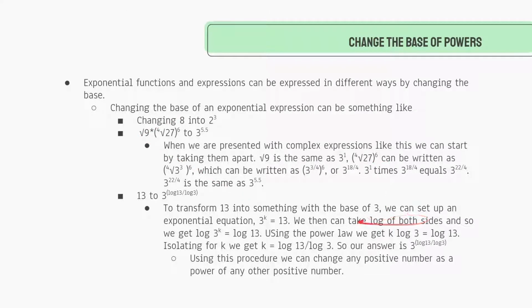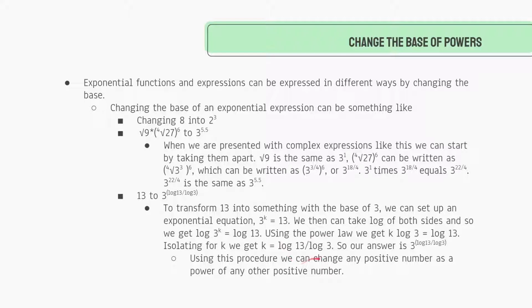So when we take the log of both sides, we get log of 3 to the power of k is equal to the log of 13. Then, using the power law that we learned a couple of classes back, we can rewrite this as k times log of 3, which is still equal to log of 13. Now, when we isolate for k, dividing both sides by log of 3, we get that k is equal to log of 13 over log of 3.